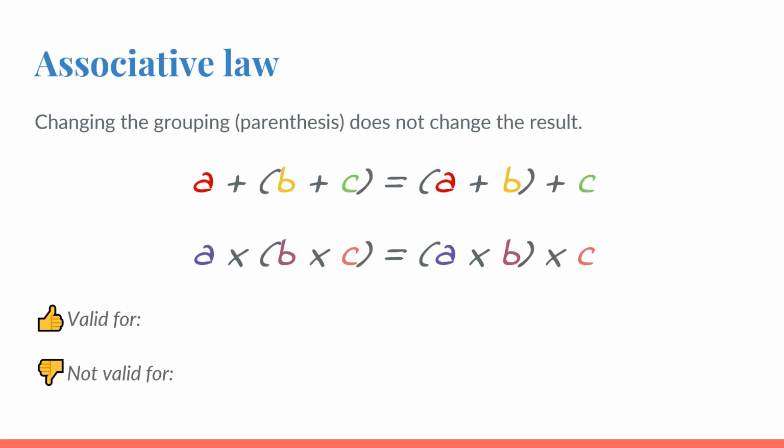Look at the associative law. In the associative law, the terms or factors may be associated in any way desired, which means that when we change the grouping or the brackets, it does not change the result. In this equation here, you can see that the expression on the left is equivalent to the expression on the right, regardless of the values of a, b, or c.